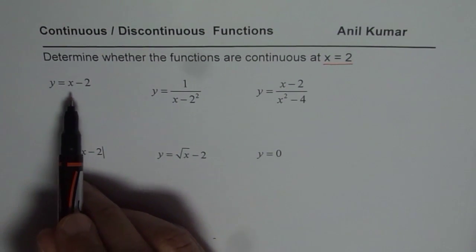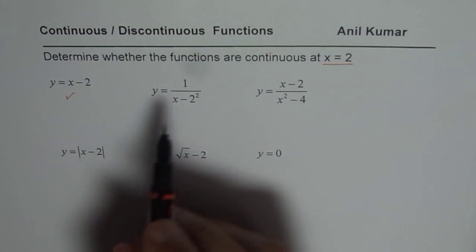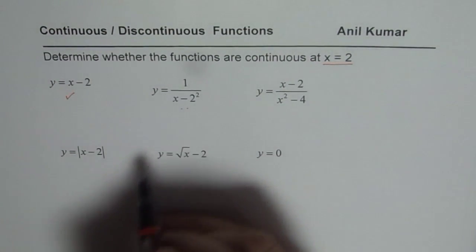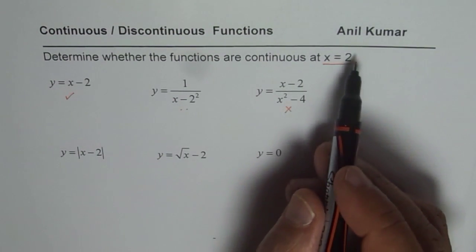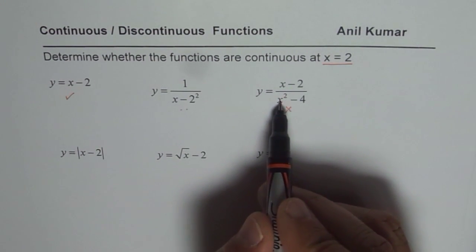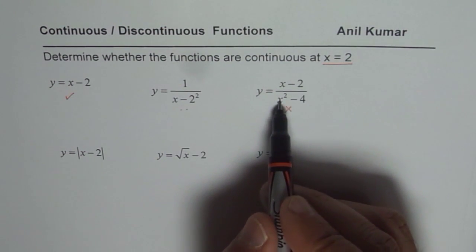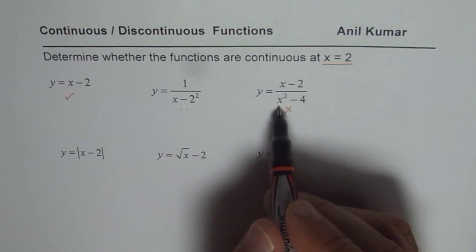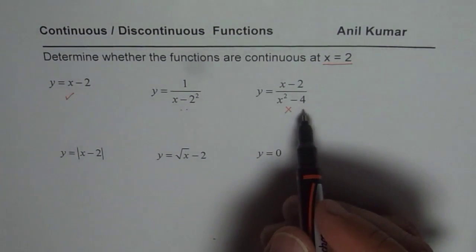Now it's a line, so it is always continuous, so I'll write a check mark for continuous. This is kind of tricky, right? So we'll think about it. And this is not continuous at x equals 2, because if I write 2 here, then 2 squared is 4, and 4 minus 4 is 0. So clearly we have 0 in the denominator at x equals 2, and that makes this function undefined at x equals 2, right? So it is not continuous here.